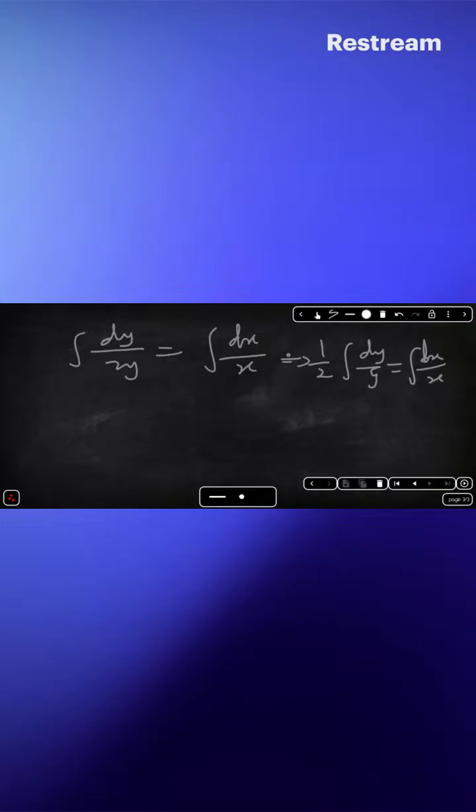Don't forget, integral of dy over y, that's just natural log of y, and integral of dx over x is also natural log of x. So this will be 1 over 2 natural log of y is equal to natural log of x plus c. Okay, then what do you think we can do next? Oh, you can see 2 here, so then we can multiply both sides by 2. Then if we multiply both sides by 2, we are going to have natural log of y is equal to 2 multiplied by natural log of x plus 2c.